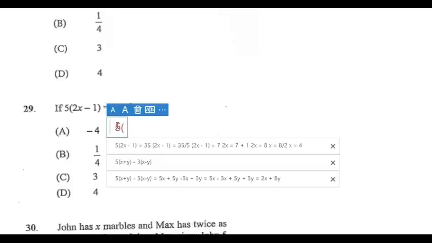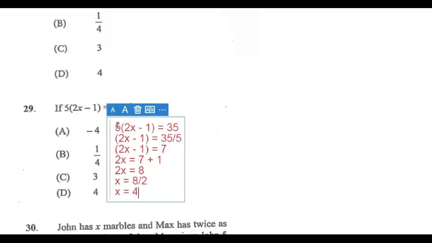29. If 5 multiplied by the bracket of 2x minus 1 is equal to 35, then x is equal to. So it is 5 bracket 2x minus 1, and what we're trying to do is solve for x. What we do is remove the 5 from the left hand side of the equation to the right hand side, and it will divide the 35. So it is 2x minus 1 is equal to 35 divided by 5, and we are left with 7.